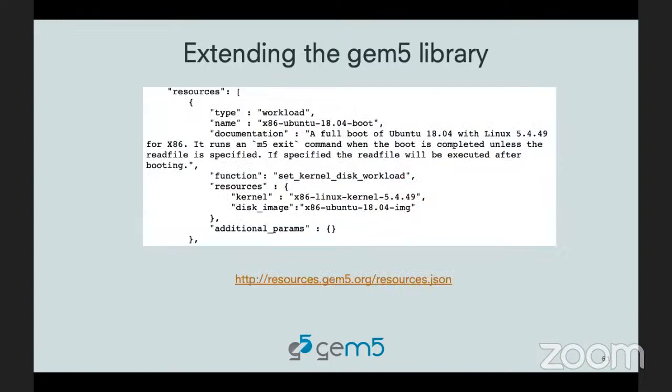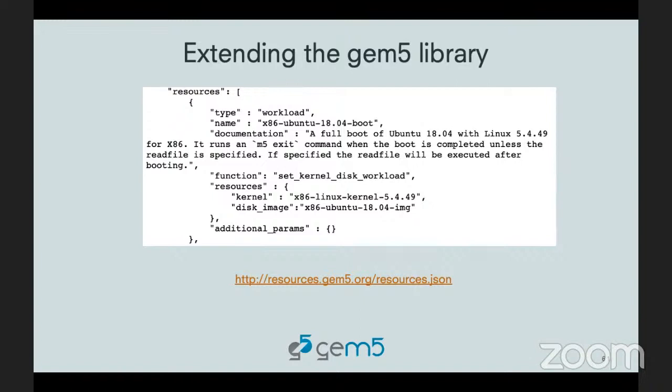In the gem5 resources JSON file we talked about earlier, we have the type workload, x86 Ubuntu 18.04 boot, documented as a full boot of Ubuntu 18.04 with Linux 5.4.49 for x86. It runs an exit command when the boot is completed. That means exit the simulation, unless the user specifies a read file, in which case the read file is executed. And all this does is specify how to run this workload.